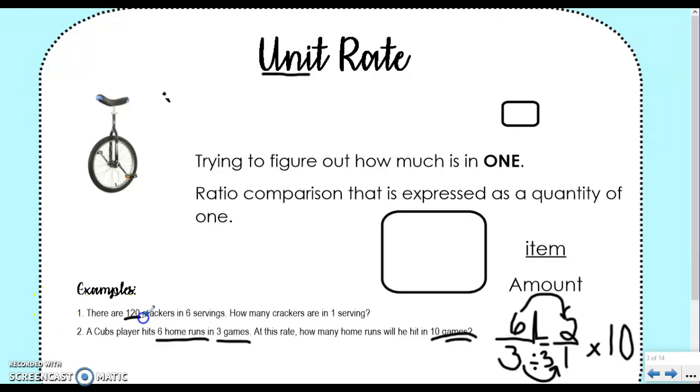It says there are 120 crackers and 6 servings. How many crackers are in 1 serving? My first question for you is, how would you set this up as a ratio? And then how can I figure out how much is in one serving? Go ahead and solve that.